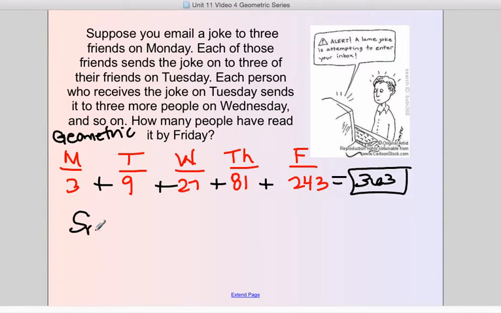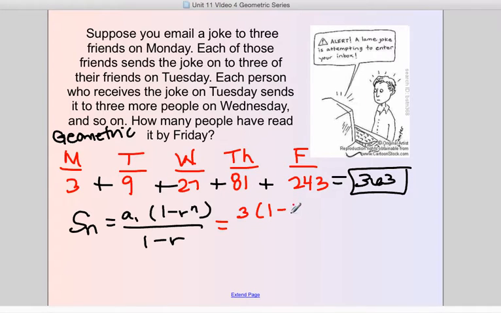It is S sub n equals a sub 1 times 1 minus r to the n over 1 minus r. So in this case, my a sub 1 is 3. That's how many people I start with. I would have 1 minus the ratio. What's happening every time? Times 3. To the n, how many times is it happening? 1, 2, 3, 4, 5. All over 1 minus 3.